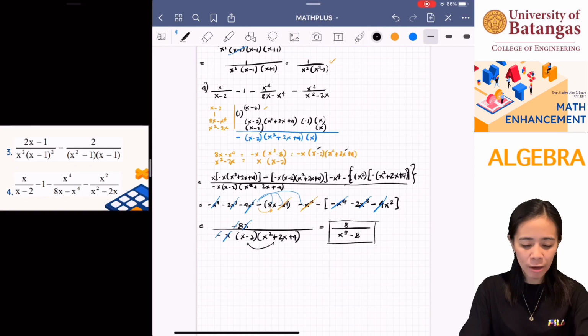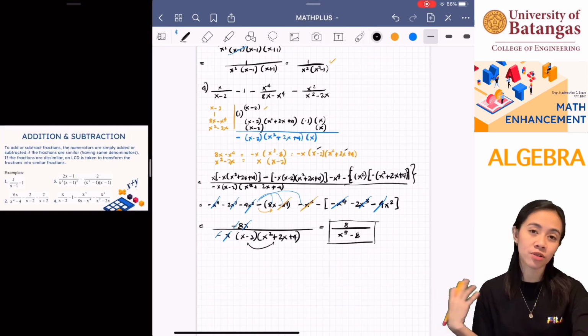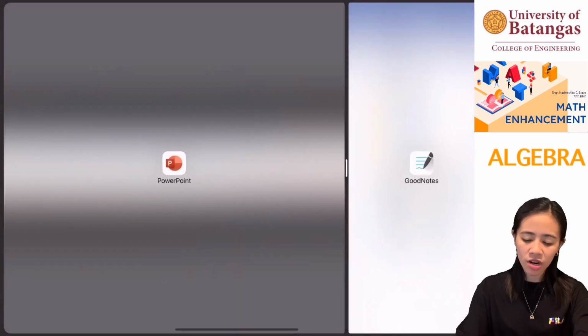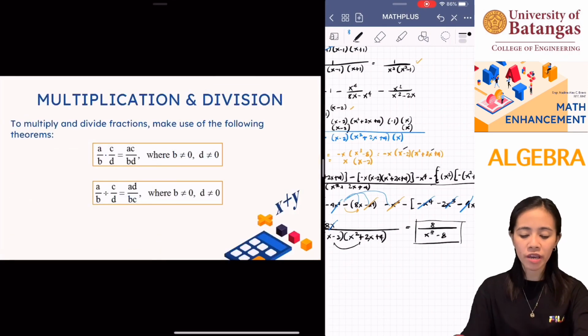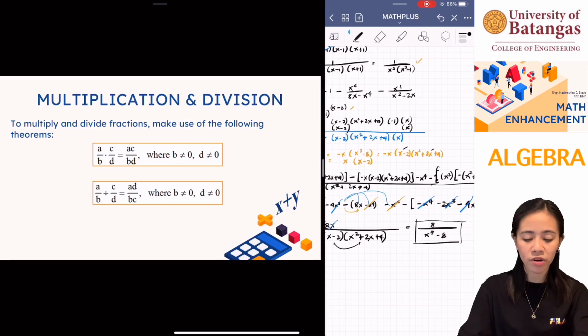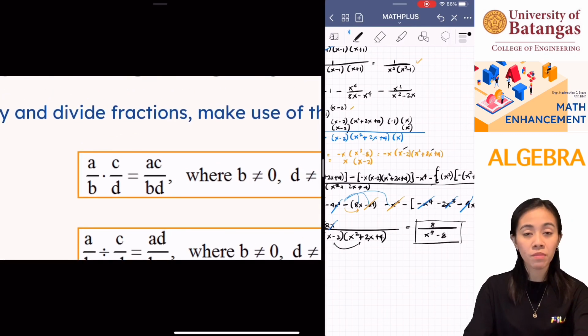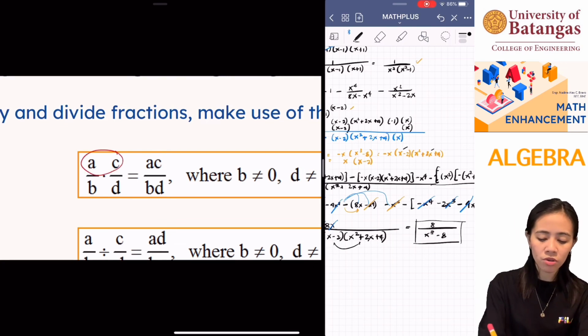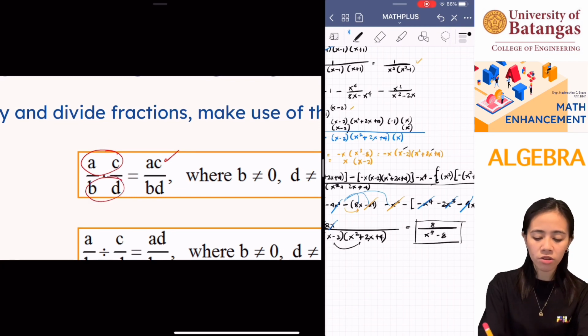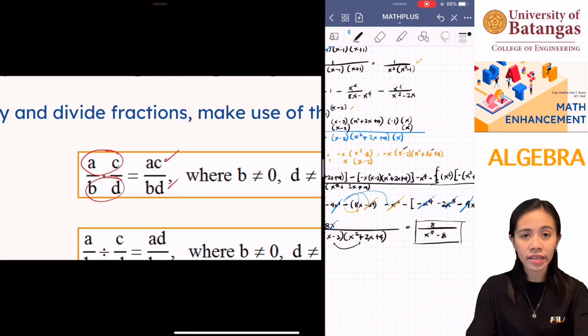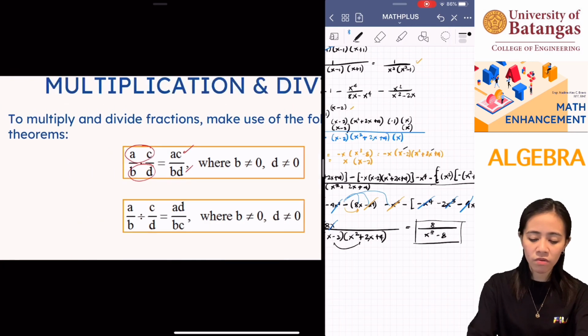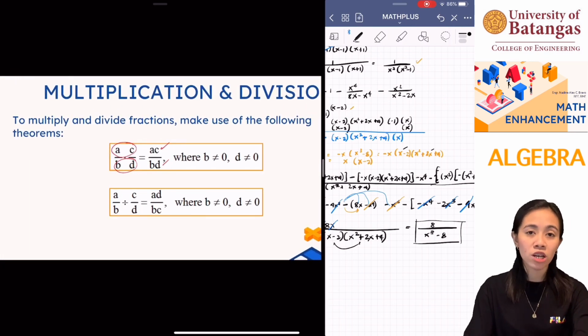Okay? So, this time, after learning how to, or after reviewing again, how to add and subtract, we'll go to multiplication and division of fractions. So, of course, when we multiply and divide fractions, we make use of the following theorems. If you have two fractions A over B times C over D, we simply multiply the numerator, so you get AC over the product of the denominator, you have BD. And again, the factors in the denominator cannot be equivalent to 0, so as not to make the answer undefined.